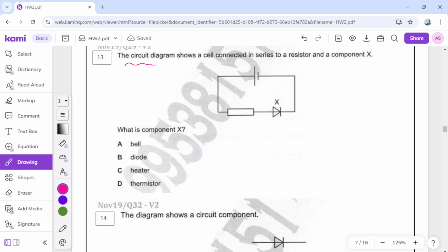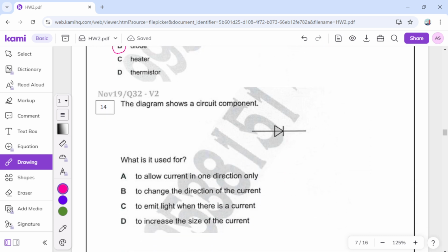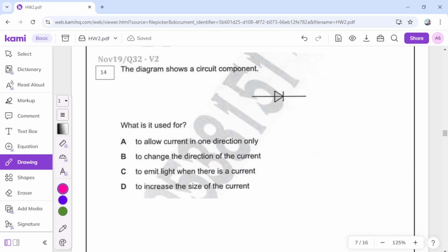The circuit diagram shows a cell connected in series to a resistor and a component X. What is component X? All of you know this is a diode. The diagram shows a circuit component. What is it used for? As you know, this is a diode, and the diode is used to convert from alternating current to direct current. Allow current to flow in only one direction, okay?